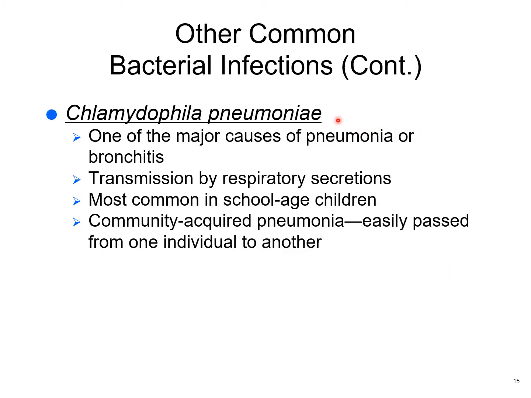Chlamydia pneumoniae is a major cause of pneumonia and bronchitis. Respiratory secretions are how you get it, and it's generally in school-age children, and it is passed from one person to another, so it's a community-acquired pneumonia.